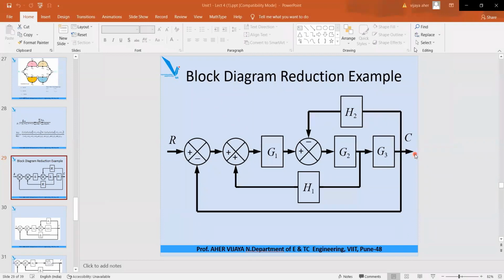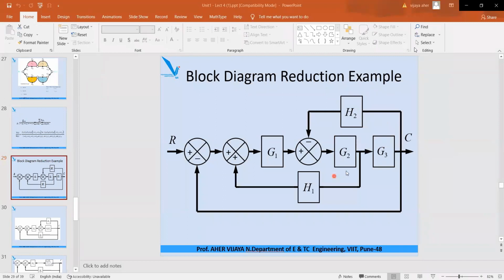Now observe it carefully. This is one loop. Let me trace out where the loop is. This is one loop consisting of G1, G3, H2 up to this. This is one feedback loop, a closed loop control system.